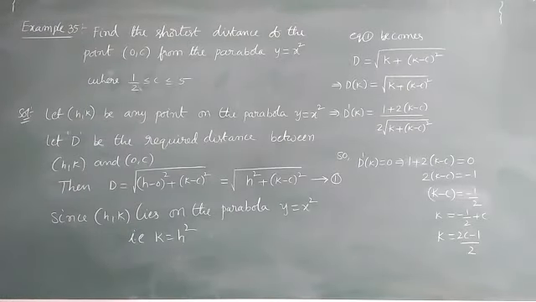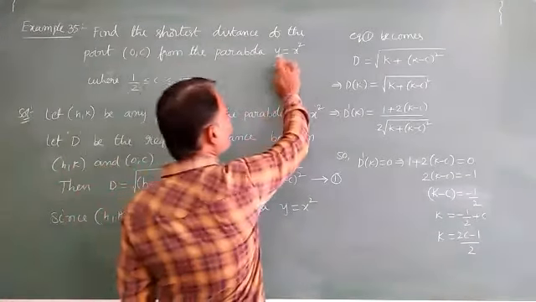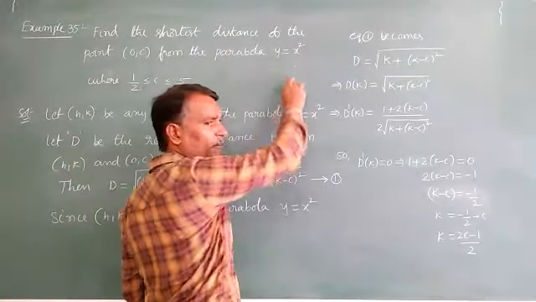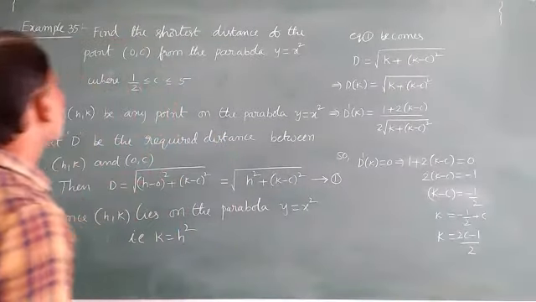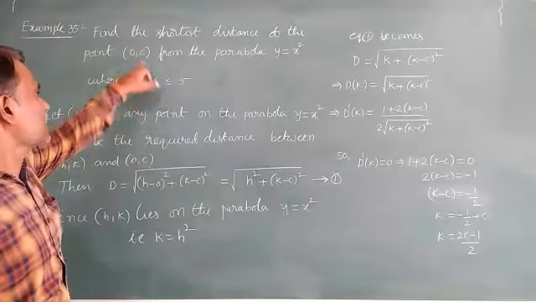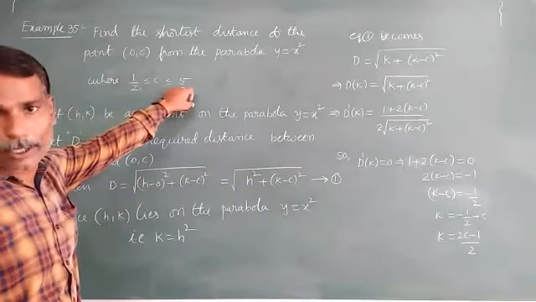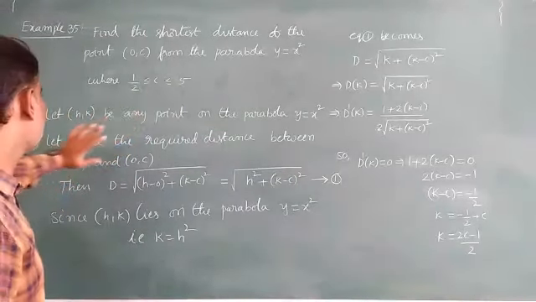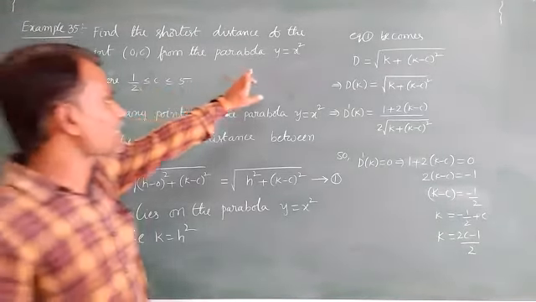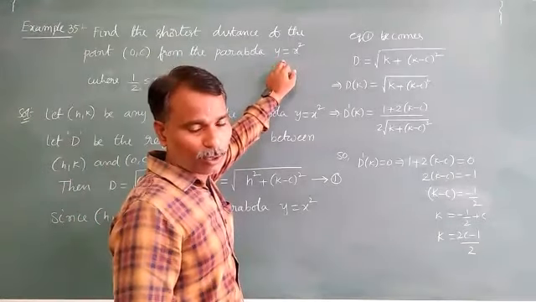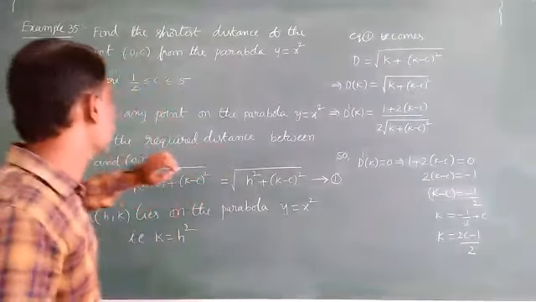Students, next, example 35. Find the shortest distance of the point (0, c) from the parabola y is equal to x square. This is of the form x square equal to 4ay, a parabola opening upward. Here the value of c is between 1 by 2 and 5. What I am doing is considering a locus point on this curve y is equal to x square.